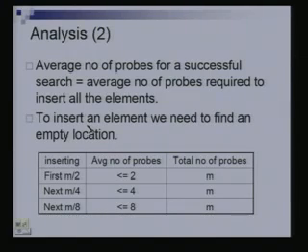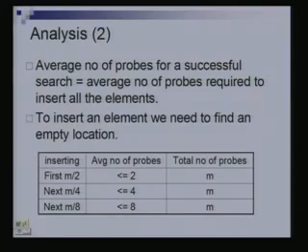When I'm inserting an element, I need to find an empty location again. Now suppose I began with an empty table and I am looking at the number of probes required to insert the first m by 2 elements. The size of the table is m. Let's assume m is 100. I'm talking of inserting the first 50 elements. Suppose I've already inserted 48, 49 elements. When I'm trying to insert the 50th element, what is the expected number of probes that are required?